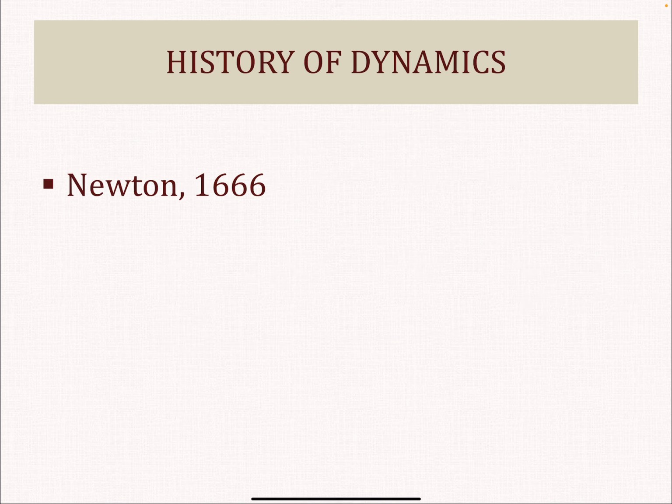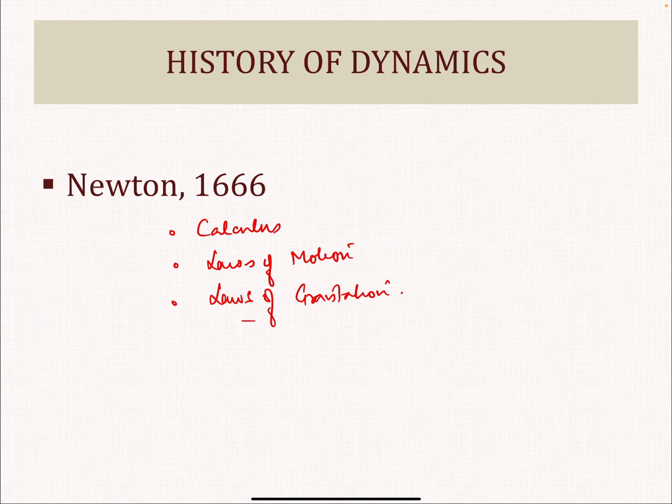So, the history of dynamics starts in the mid 17th century when Newton gave us the calculus, laws of motion, and laws of gravitation. He used the laws of motion and gravitation to explain planetary motion.